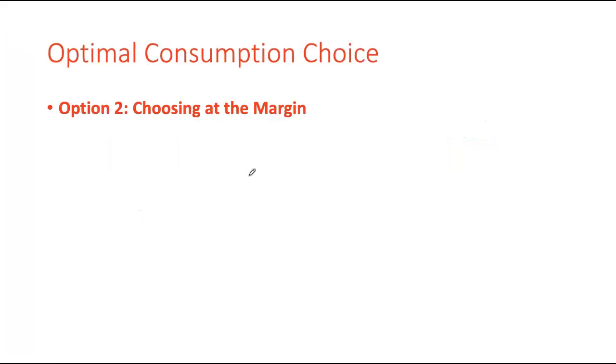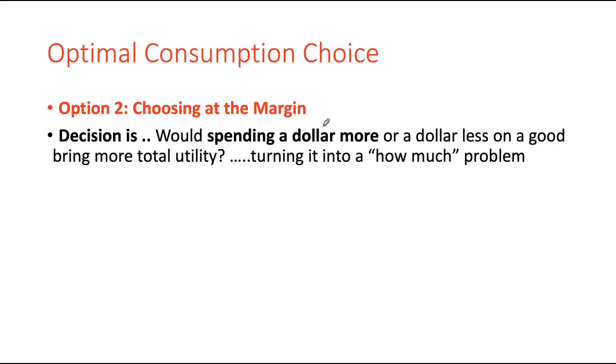Another way to solve this problem is choosing at the margin, or marginal analysis. Now, when we apply the marginal analysis, we can think of this in terms of how much should I spend, or should I spend an additional dollar on the consumption of a particular good or not. So when we look at it this way, it becomes a how much problem. Should I spend more? Should I spend less? How much do I consume of Coke? And how much do I consume of egg rolls? So in this case, we are focusing on a dollar spent more. Is it worthwhile or not?